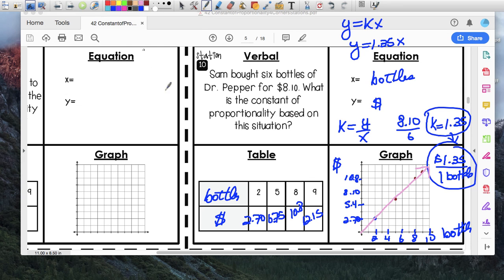So the equation is y equals kx, and k we know is 1.35, so y equals 1.35x. Every bottle costs me $1.35, and all I have to do is multiply 1.35 times the number of bottles, and I get my y, which represents the total amount spent. Okay. So that's it.